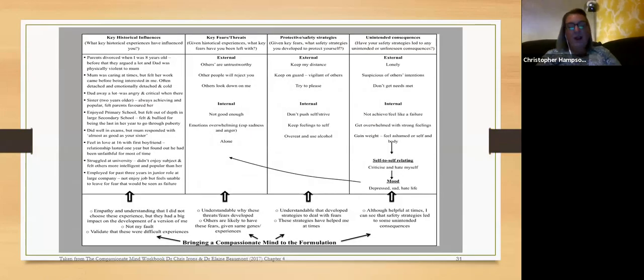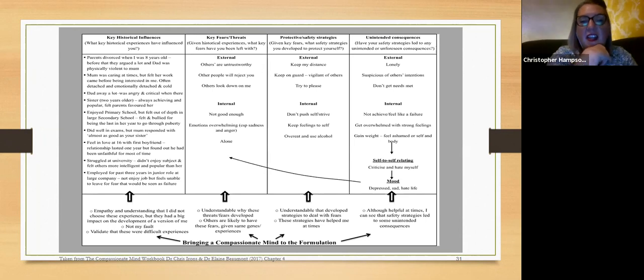Okay, so this is an example of a formulation for CFT. I'm going to go through this in the coming slides as well. We've got key historical influences, key fears and threats, protective safety strategies, and unintended consequences. Under key historical influences, it would be what key historical experiences have influenced the client. For me, integratively, I will form this from a person-centered foundation. So really get to know my client, find out what's brought them to therapy, what's going on for them, and who they are and what they're all about.